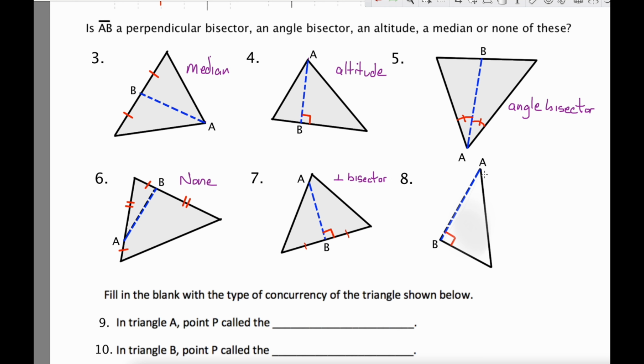Number 8, well, this segment AB is the leg of this right triangle right here. So that's possible, that one of these segments can actually be on the triangle. In this case, since we're going from the vertex to the opposite side forming a 90, that's the same as number 4, right? Going from the opposite vertex to the base forming a 90. This is also an altitude.